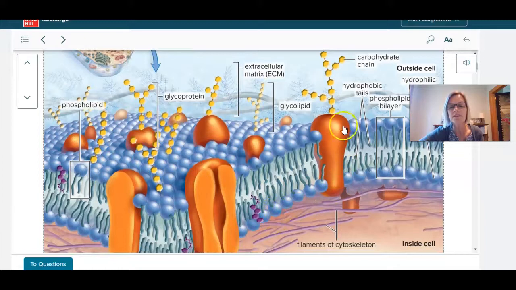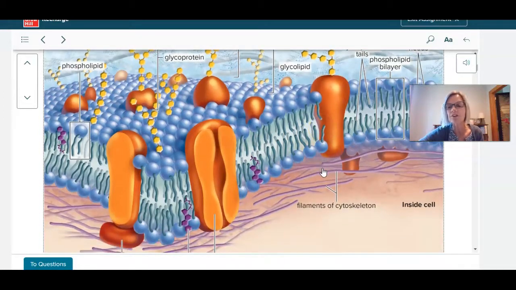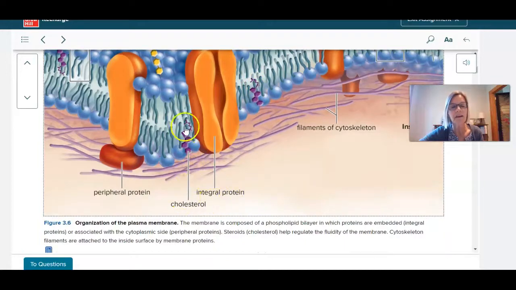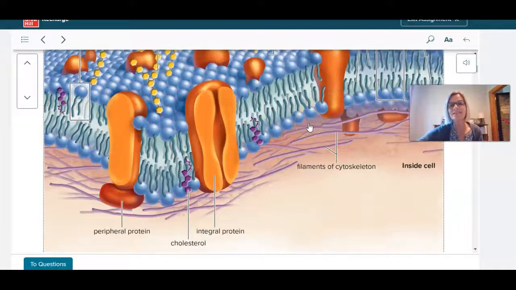There also are these big molecules or proteins, and proteins can do all sorts of things. They can be receptors, they can be transporters. And the third and final major molecule found in plasma membranes is cholesterol. And cholesterol, they have them drawn here as these little flat purple molecules. And we always think of cholesterol being bad stuff, but it turns out that cholesterol is actually important in our diet, and it helps stabilize the plasma membrane.